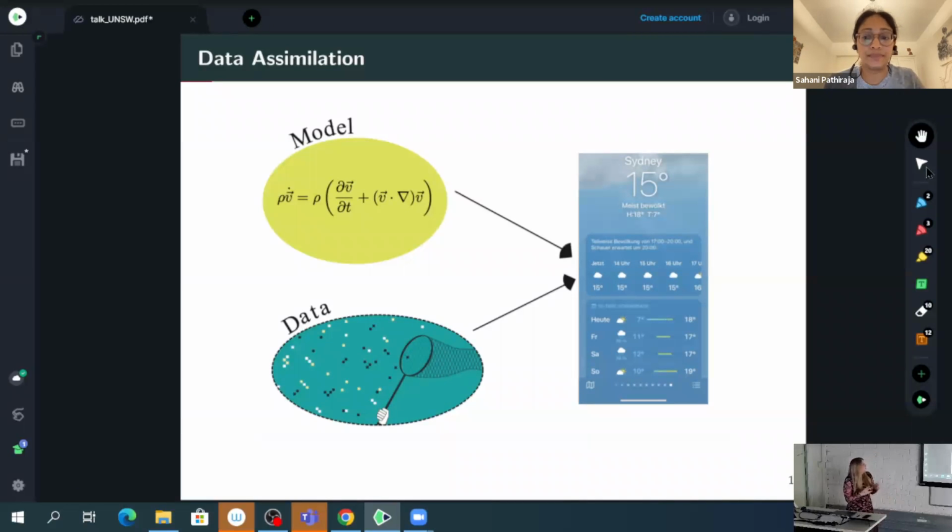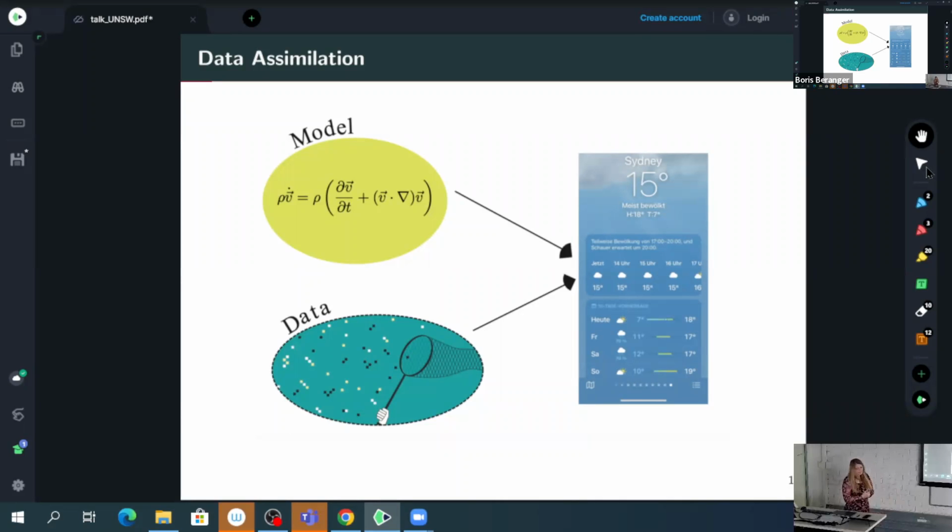So first of all, what is data assimilation all about? It's really when you have a model and some data, and you're trying to join these two informational sources to reduce the uncertainty when it comes to predictions. And the go-to example where data assimilation was developed mainly is actually numerical weather prediction.